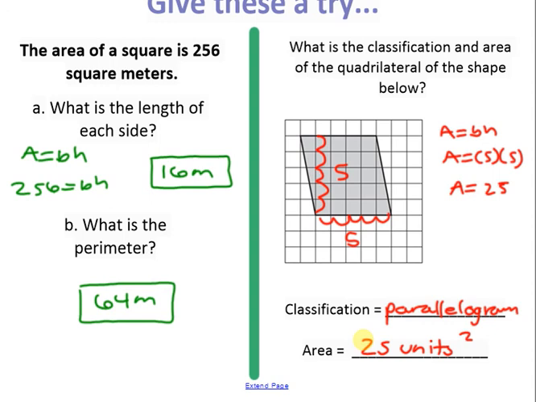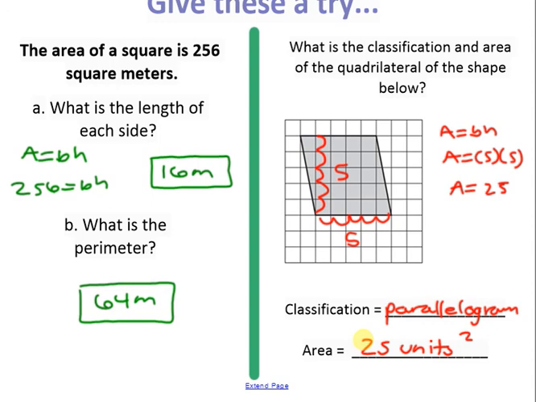All right, and then here are the last two. So for the first one, you have to find what number multiplied times itself would be 256. So that would be 16 meters. And then what would be the perimeter of that? So 16 plus 16 plus 16 plus 16, and that would be 64 meters.